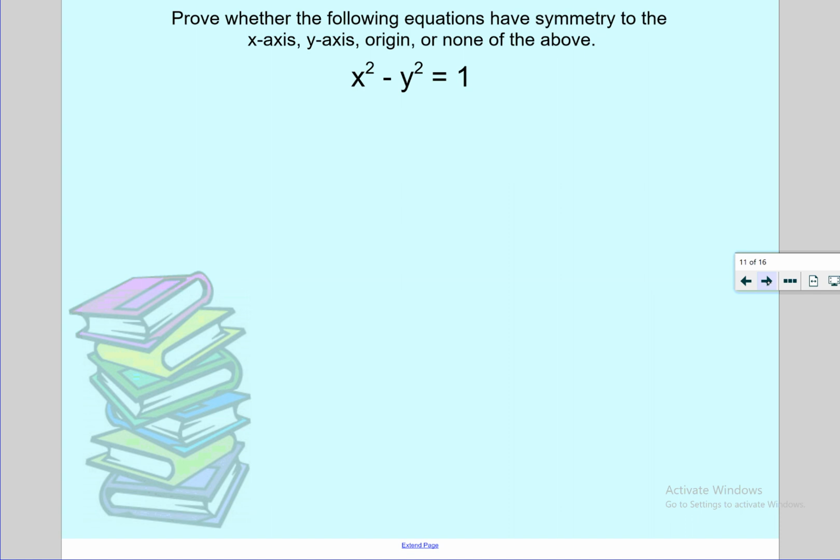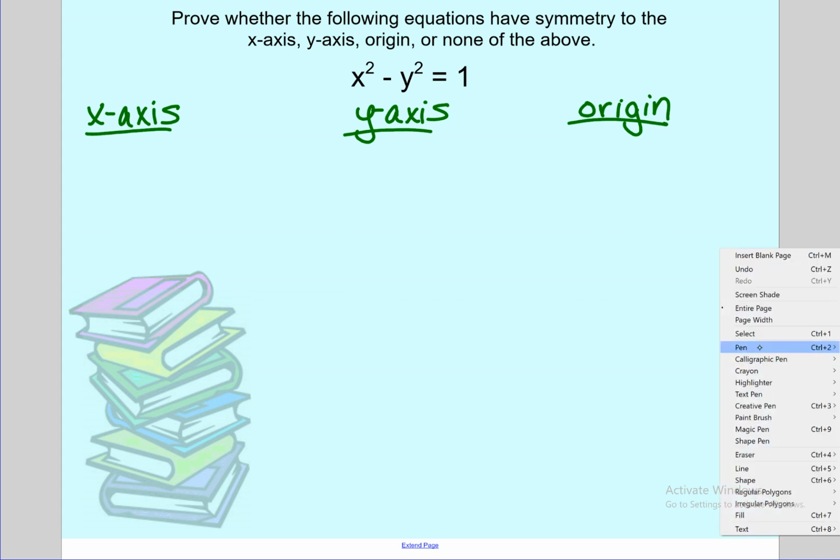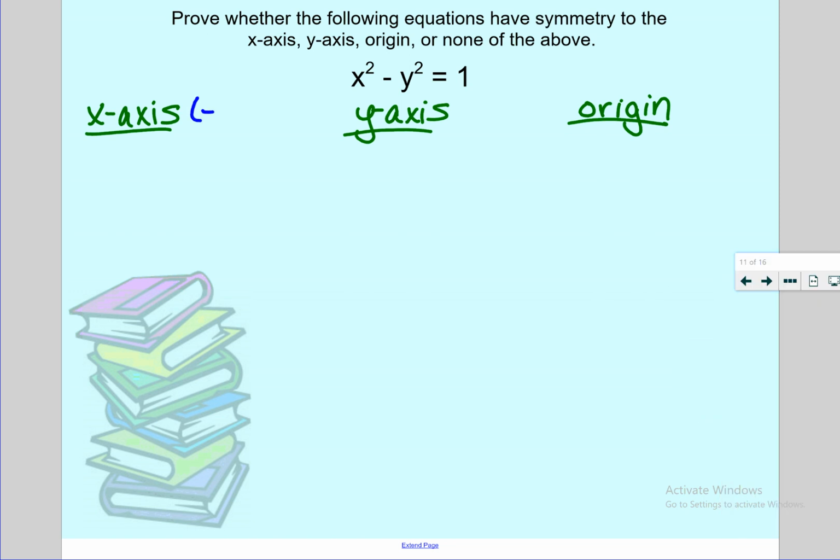All right, I have an equation. I want to test this equation for symmetry to the x-axis, y-axis, and origin. This is almost going to look like a proof, okay? We're going to show work, 3 columns. One for each: x-axis, y-axis, origin. Okay. And we just said what we're going to plug in to test for each. We're going to do this 3 times. To test for symmetry to the x-axis, I'm going to plug in the opposite of y. To test for symmetry to the y-axis, I'm going to plug in the opposite of x. To test for symmetry to the origin, we're going to plug in both.